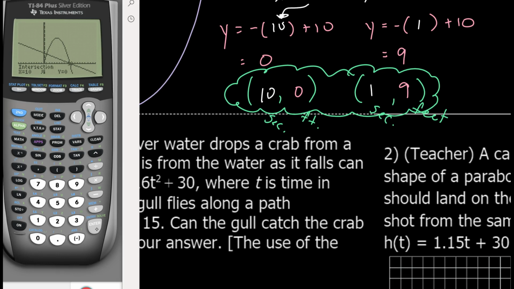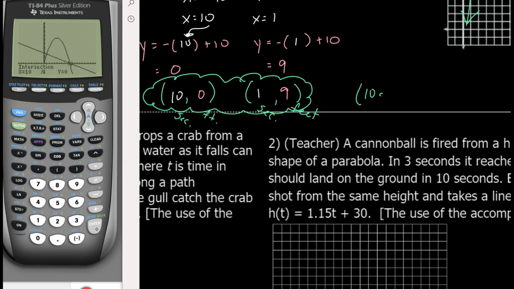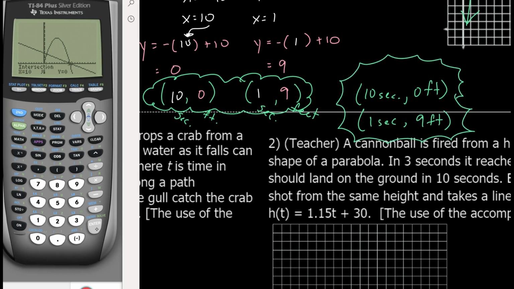Normally I would put those right in my coordinate points. I would put parenthesis 10 seconds, comma, 0 feet. Parenthesis 1 second, comma, 9 feet. This will get you full credit on your test. Or you could write it out in a sentence if you like it that way better.